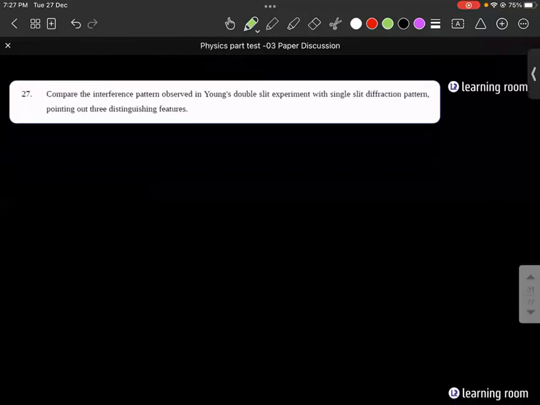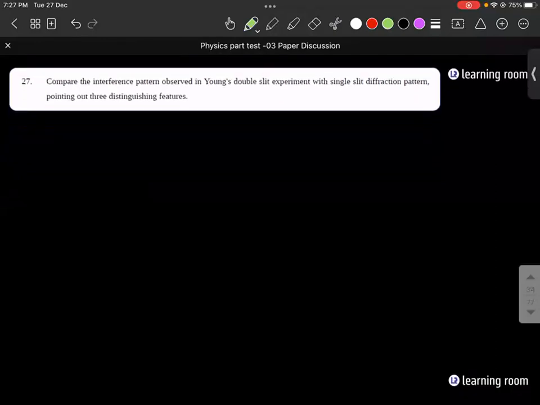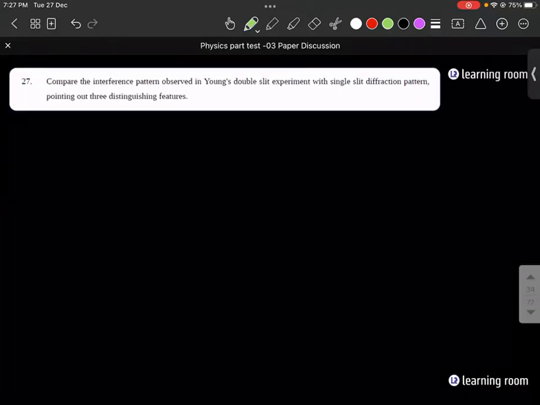Next, compare the interference pattern obtained in the Young's double slit experiment with the single slit diffraction pattern, pointing out 3 distinguishing features. These are all important questions. I hope you have answered it. So this is there in your textbook itself.